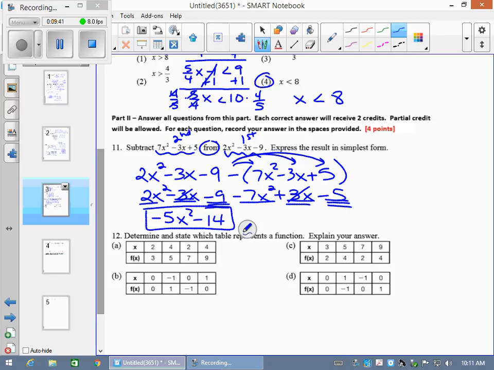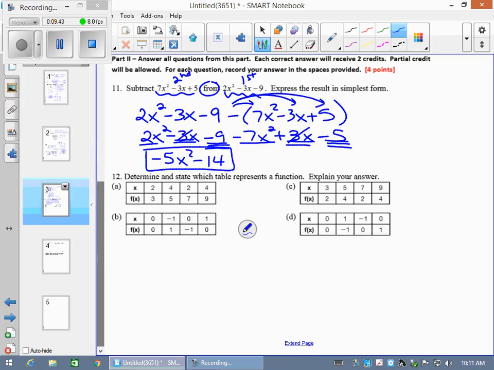Question 12, they want us to determine and state which table represents a function, and then explain our answer. So to be a function, we need to know that every x is associated with its own unique y. So in choice A, I can see that 4 goes with 5, 4 goes with 9, 2 goes with 7, 2 goes with 3. So that's not a function. I look at choice B, and I can see that this x value of 0 is repeating with different y's. So that's also not a function.